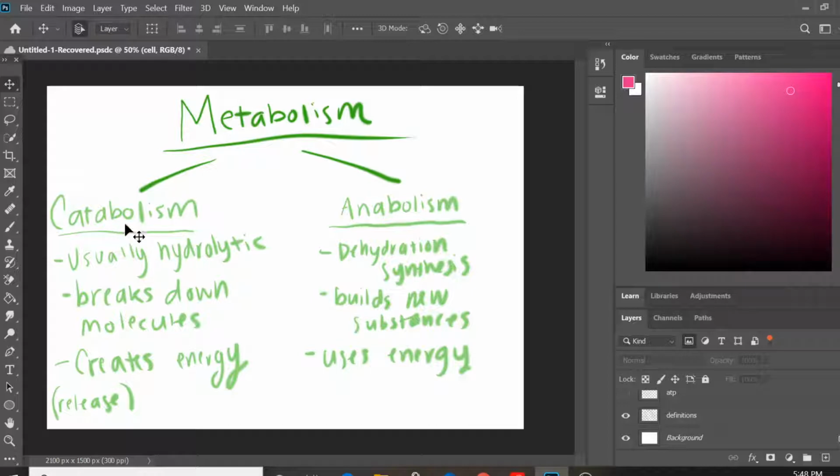So there's catabolism and there's anabolism. Catabolism is usually hydrolytic, which means that it breaks bonds by the use of water, it breaks down molecules, and it releases energy. It releases more energy than it needs to undergo the reaction, so it's considered an exergonic reaction. Now, anabolism uses dehydration synthesis, so it's going to take that water out of the equation, allow the bonds to form with each other again, and it builds new substances and it uses more energy than it releases, which makes it an endergonic reaction.